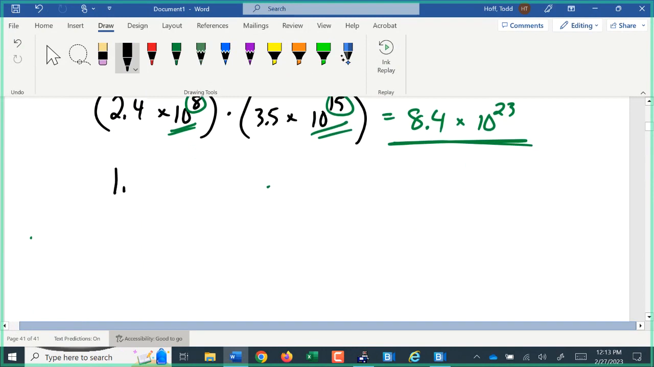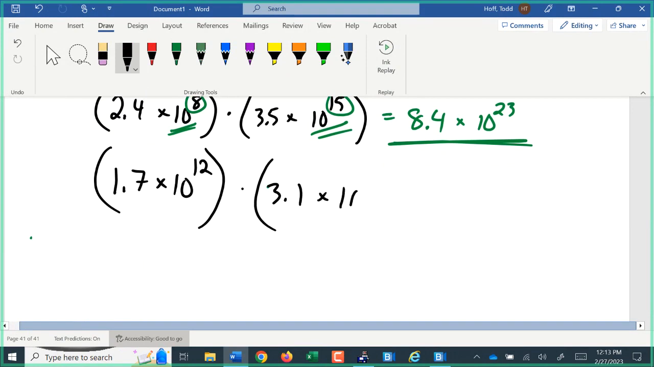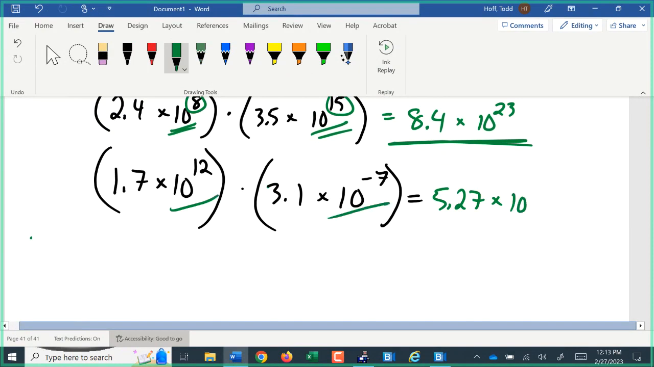Or we might have 1.7 times 10 to the 12th times 3.1 times 10 to the negative 7th. So again, we go ahead and multiply the counts. 1.7 times 3.1, I believe, is 5.27. Then we also combine the names. 10 to the 12th times 10 to the negative 7th. Well, we add powers. 12 plus negative 7 is just 5. So 5.27 times 10 to the 5th.